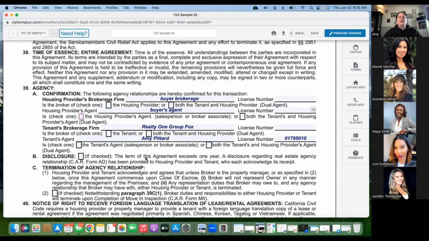A disclosure regarding real estate agency relationship has been provided to the housing provider or tenant who each acknowledge its receipt. That's only if checked. So if it's going to be longer than a year, check that box.